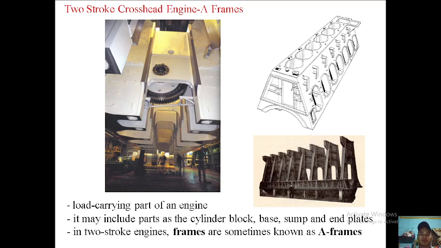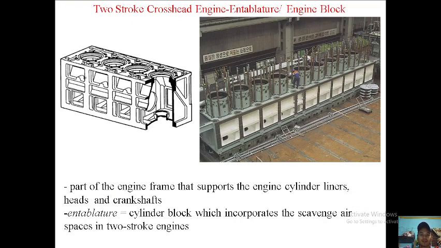And then on top of the A-frames, we have the engine block or entablature. So it is the part of the engine frame that supports the engine cylinder liners, cylinder heads, and cylinder block, which incorporates the scavenge airspace in two-stroke engines.